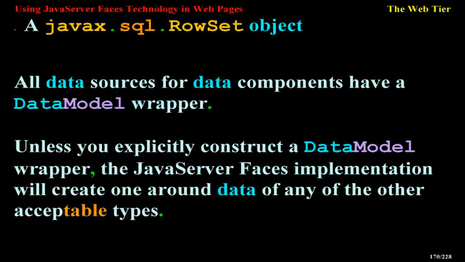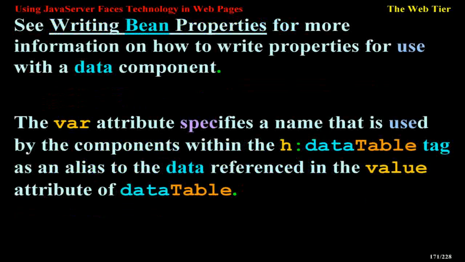All data sources for data components have a data model wrapper. Unless you explicitly construct a data model wrapper, the JavaServer Faces implementation will create one around data of any of the other acceptable types. See Writing Bean Properties for more information on how to write properties for use with the data component. The var attribute specifies a name that is used by the components within the h:dataTable tag as an alias to the data referenced in the value attribute of dataTable.